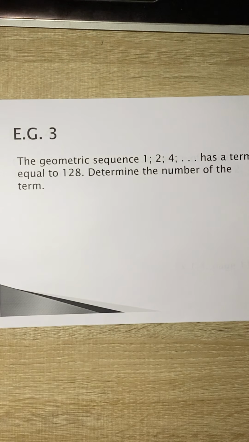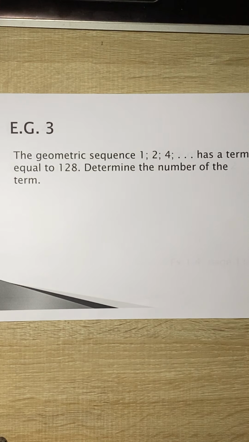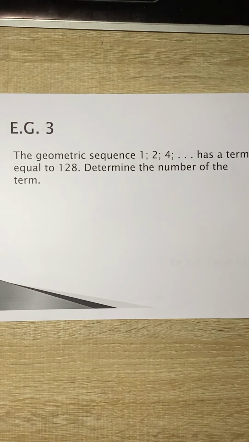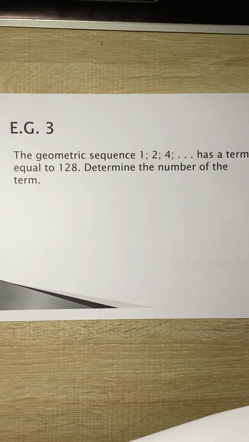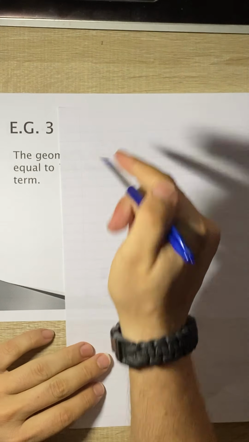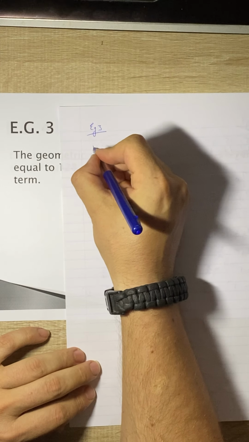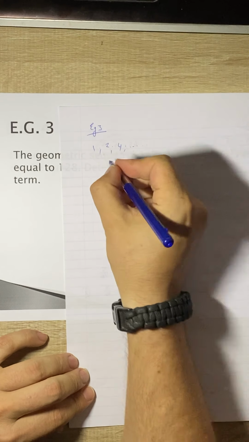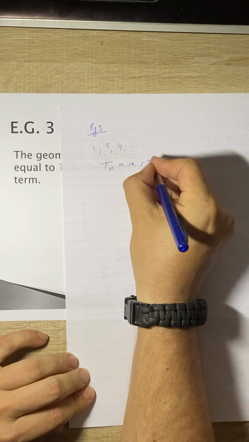Okay, let's have a look. See next, example 3. The geometric sequence 1, 2, 4, and so on has a term equal to 128. Determine the number of the term. Okay. So, example 3. We've got this 1, 2, 4, and so on and so on. Okay, just write down the general equation. Tn is equal to A times R to the n minus 1.